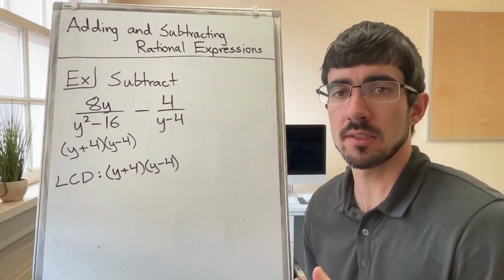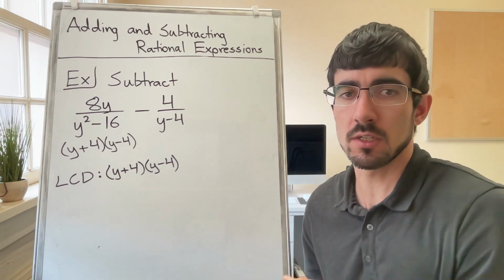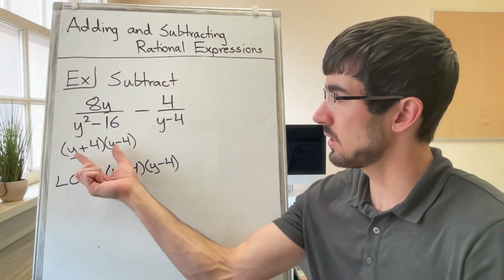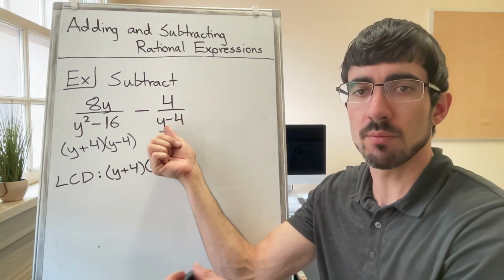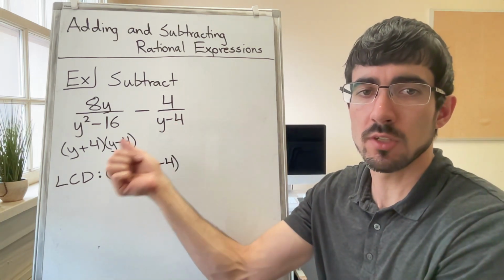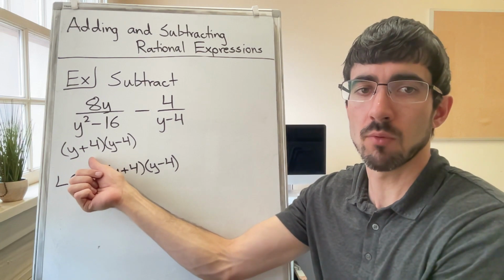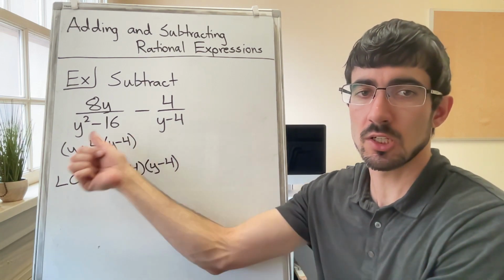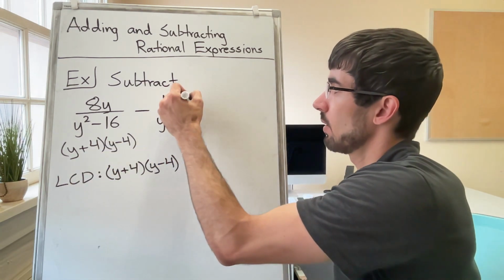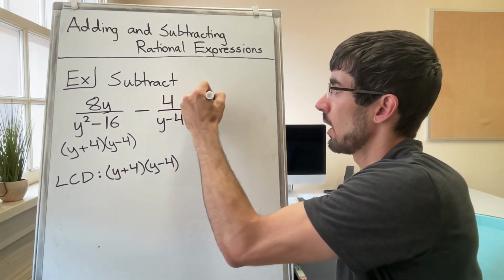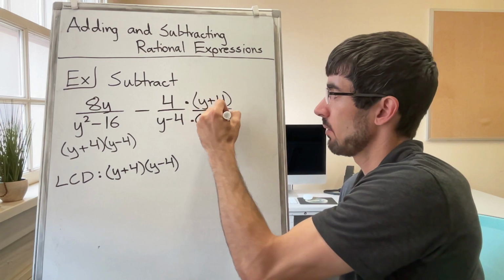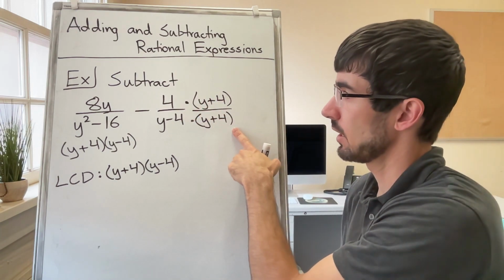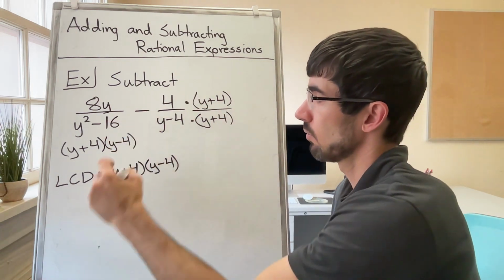Remember, the LCD is the smallest amount that all the denominators multiply into. This denominator is already the LCD. This one can multiply into it just by multiplying by the missing factor of y plus 4. I don't need to change this one at all. So let's multiply the last term by y plus 4. We have to multiply by the same amount in the numerator and denominator here. And then I can rewrite my terms.